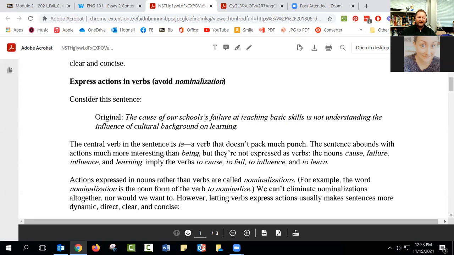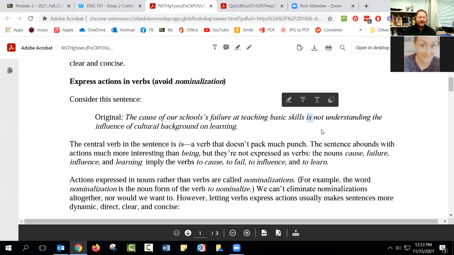But I had to like really think about this. It didn't do a lot for me. I understood what it meant. I could think about it and get to the point of it, the purpose of it. It kind of makes sense, but it's kind of weak, right? And they tell you here why. The central verb in the sentence is.